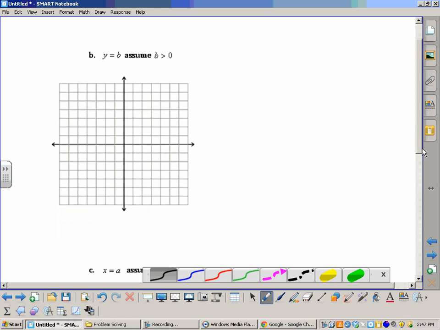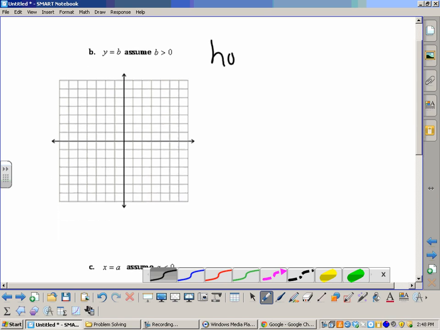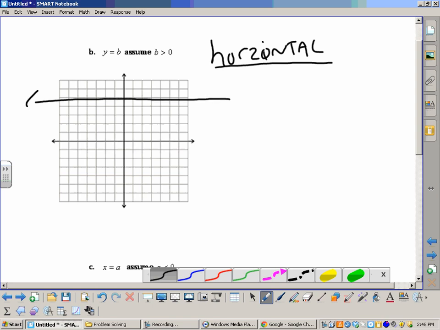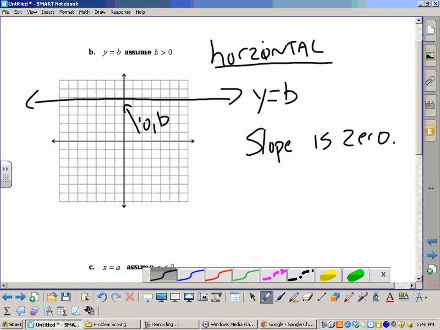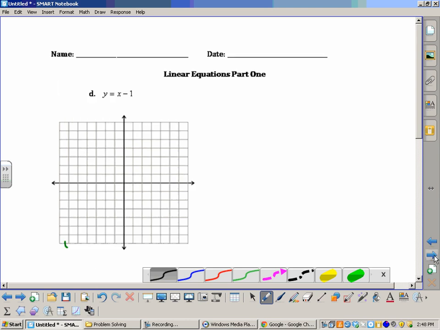B, this is a special case that the SAT people love. Who knows who these SAT people actually are? But that's a horizontal line at y equals b. Who knows what b is, except that it's positive. So this is y equals b. And the slope, this is something that's good to know, the slope is 0. And we will practice that a lot in our problem sets. So this point right here is 0, comma, b. Remember, you can pause at any time.